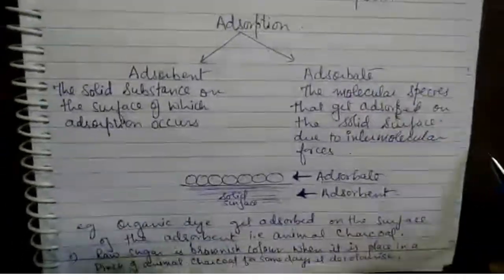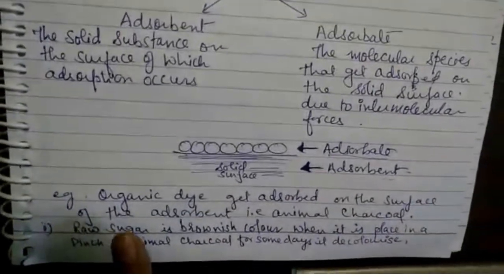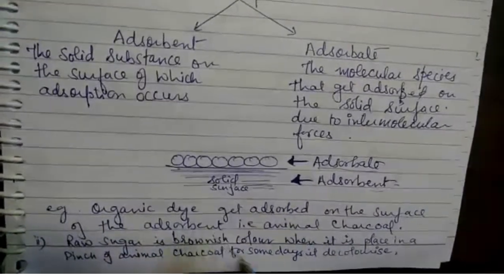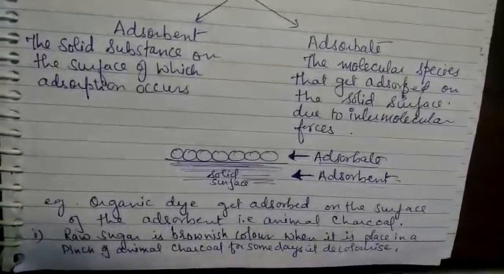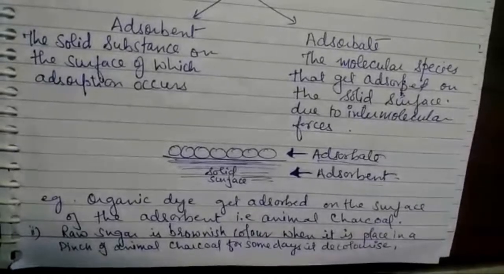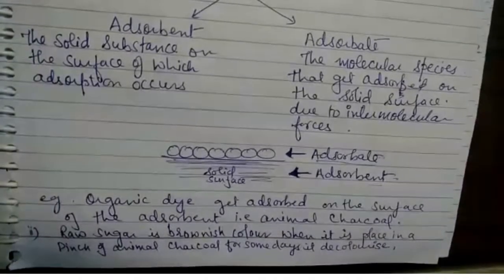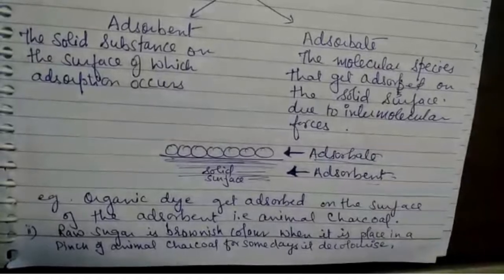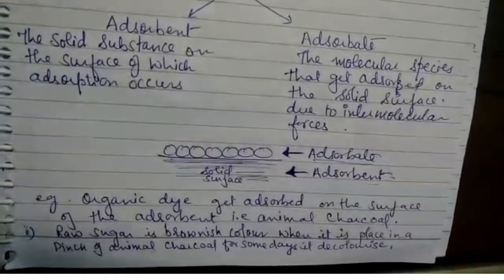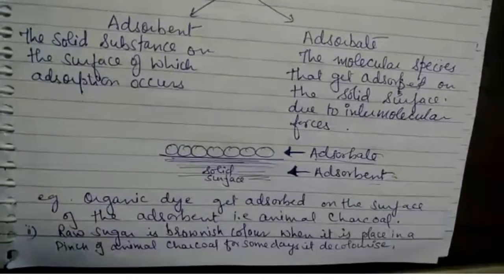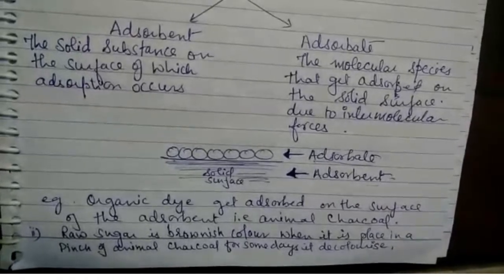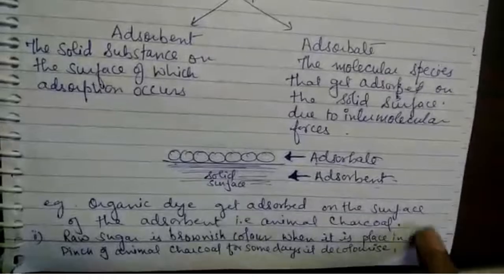I have given here some examples. For example, organic dyes get adsorbed on the surface of the adsorbent, that is animal charcoal. Another example is raw sugar, which is brownish in color. When it is placed with a pinch of animal charcoal for some days, it becomes decolorized. So here the raw sugar will be the adsorbate, and the animal charcoal, that is the solid surface provided for the raw sugar molecules to get adsorbed, is known as the adsorbent.